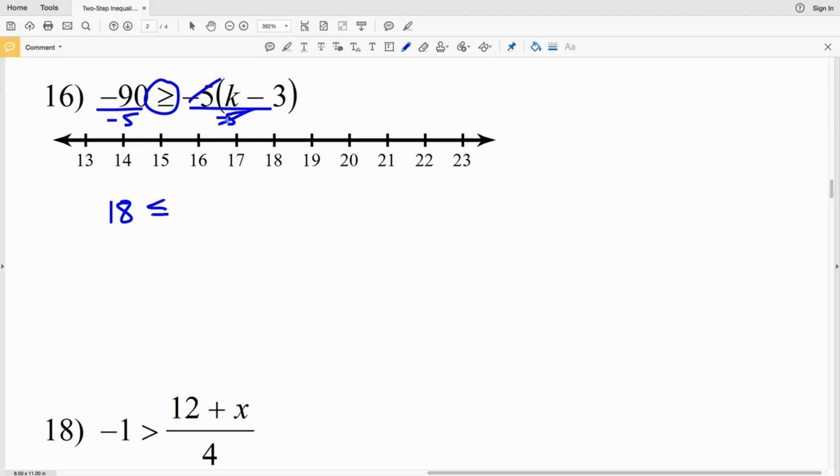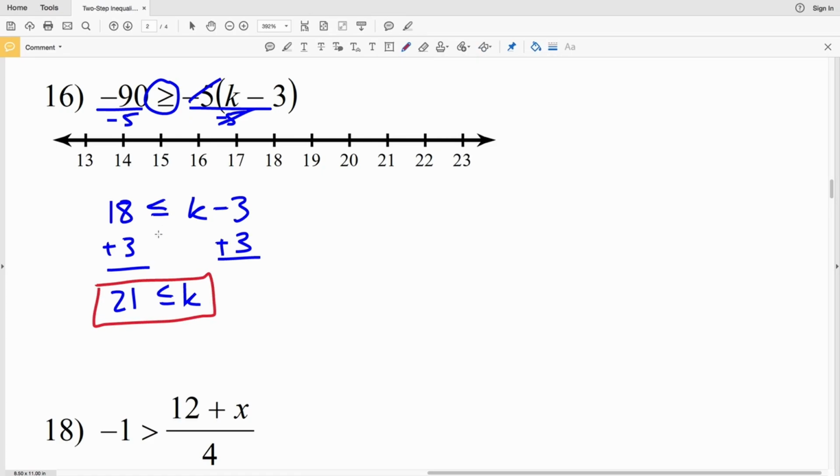Negative 5 divided by negative 5 gives us a positive 1, so we're left with k minus 3 on the right. Add 3 to both sides to get that 21 is less than or equal to k as our answer for number 16. Go ahead, circle the 21, fill that in, and shade in everything to the right since k is greater than or equal to that 21.